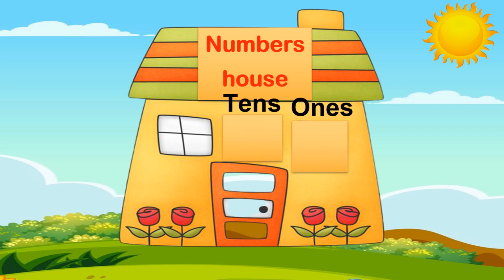If I have two digits, like 10, I will enter the 0 in the ones and the 1 in the tens. I can never write 10 under the room of ones because ones takes only one digit.